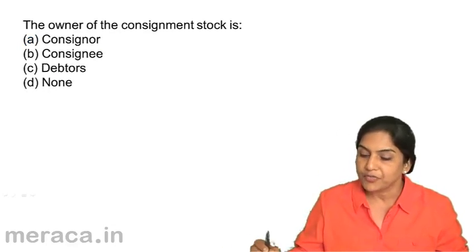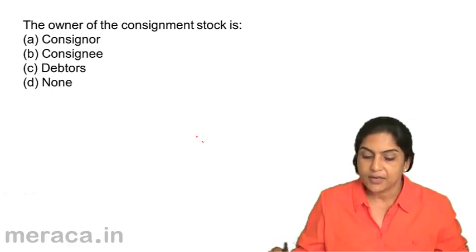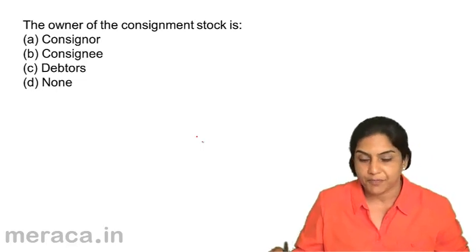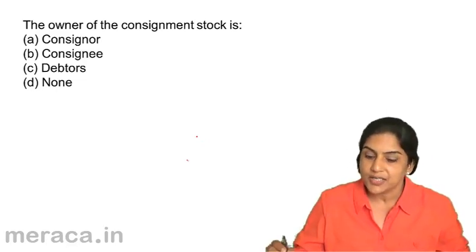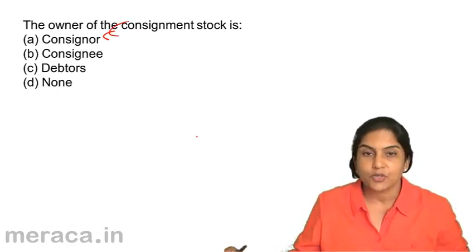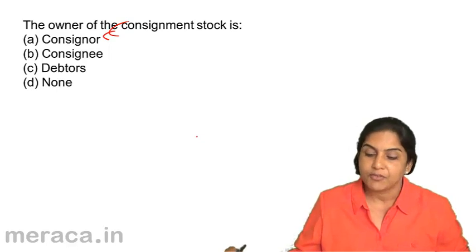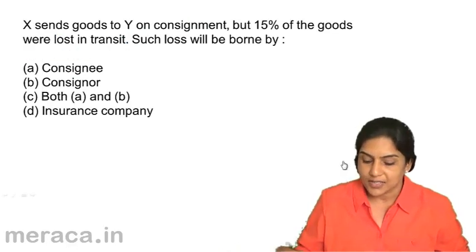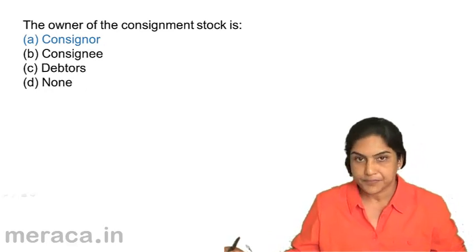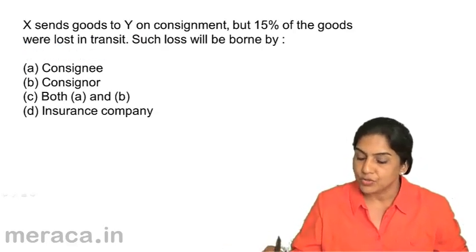Next, the owner of the consignment stock is A, consignor, B, consignee, C, debtors, D, none of the above. Owner of the consignment stock is consignor, A. Though physically the goods are with the consignee, the owner of the goods is the consignor. Correct answer, consignor.